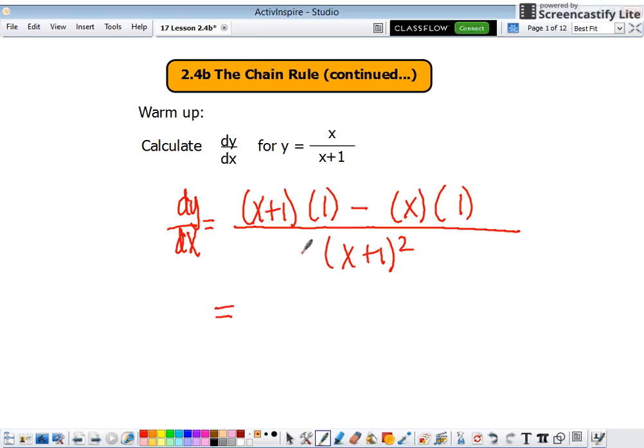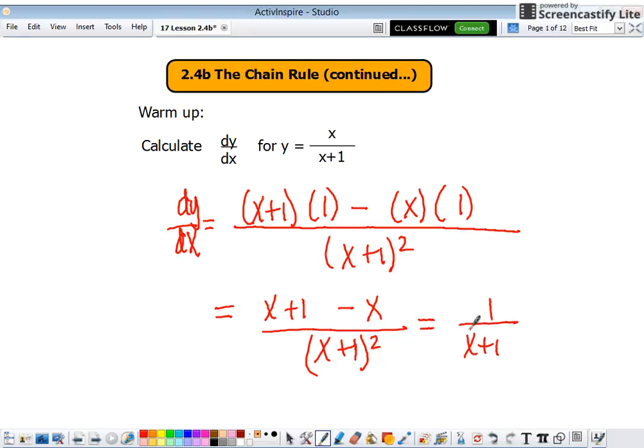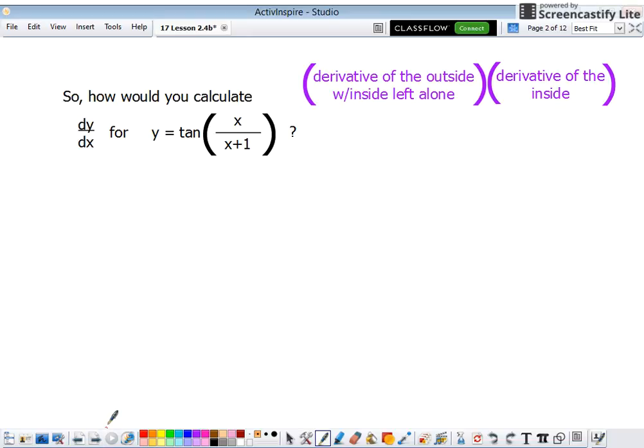So if I distribute here in the first part, I get x plus 1 minus x over x plus 1 squared. I'm not going to multiply out the bottom, but this simplifies to 1 over x plus 1 squared. Just a review of the chain rule. The reason why we did this first is because we're going to now do the derivative of this function, which is the tangent of x over x plus 1.